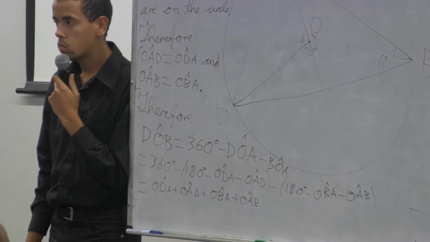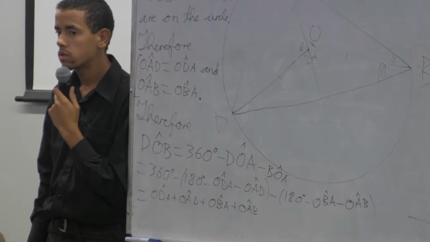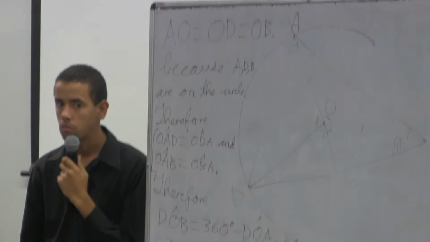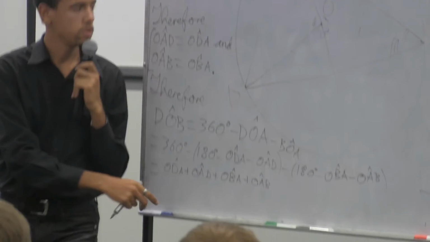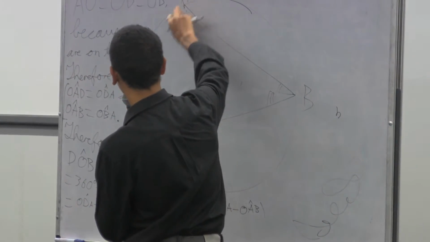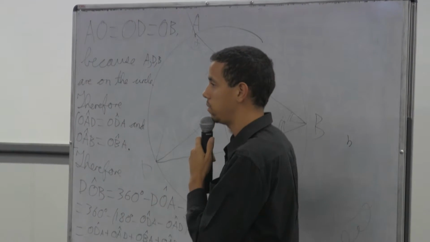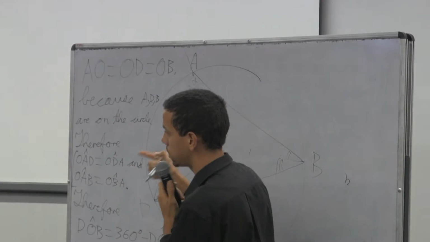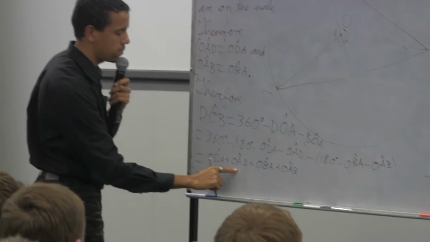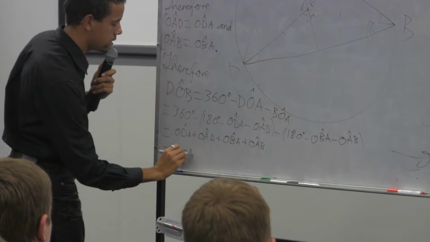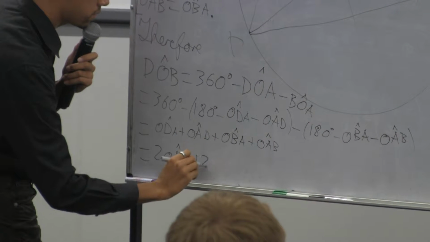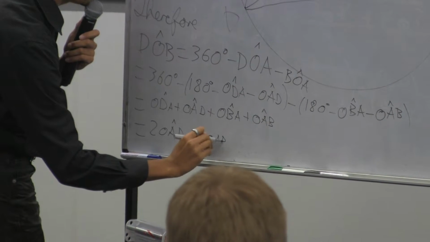Which one should I do? The first one. Why? Yeah, because we're trying to move. Right now we've got that angle, that one, and that one. We're trying to move all our angles to there, and hopefully everything will work out, and we'll get just twice that. Okay, so we're to replace ODA with, so ODA plus OAD becomes twice OAD. And similarly for there, we have twice OAB.